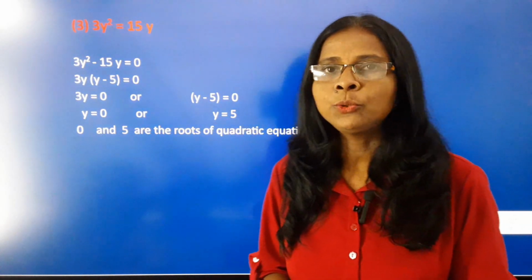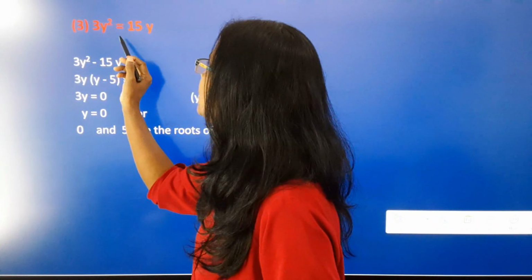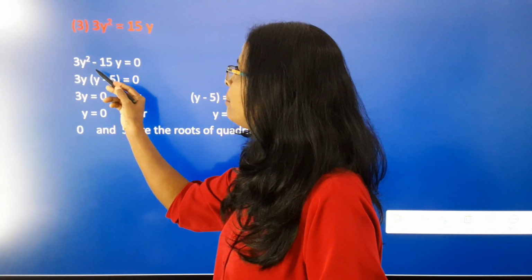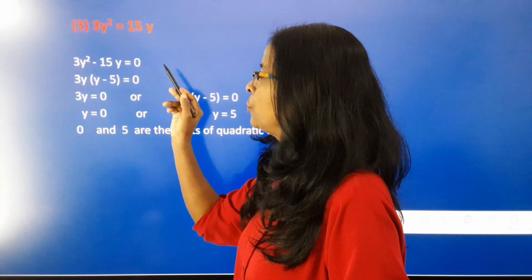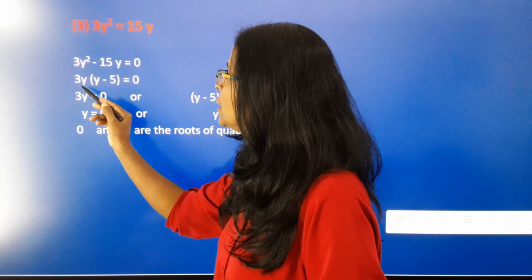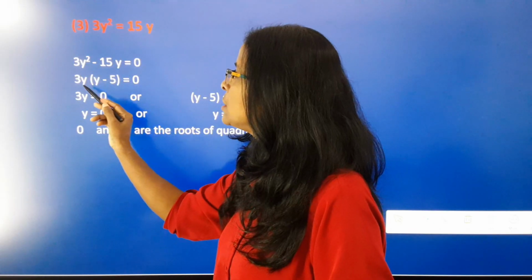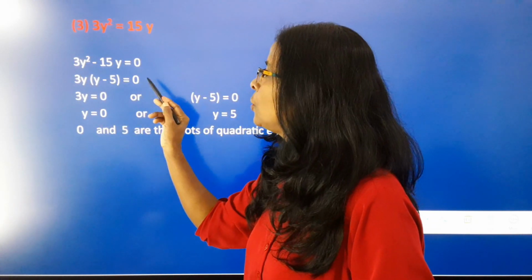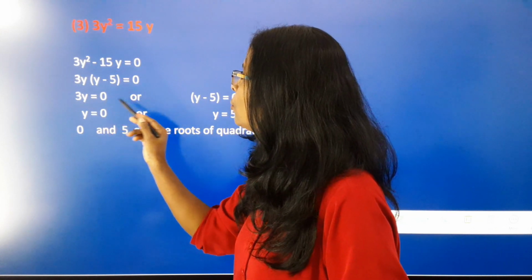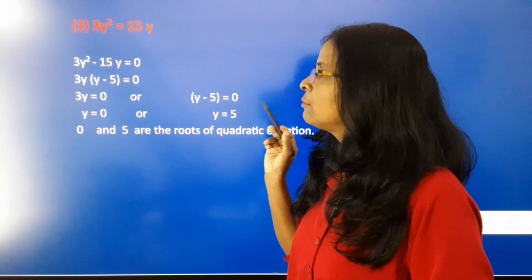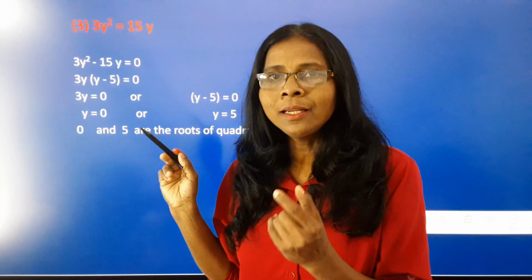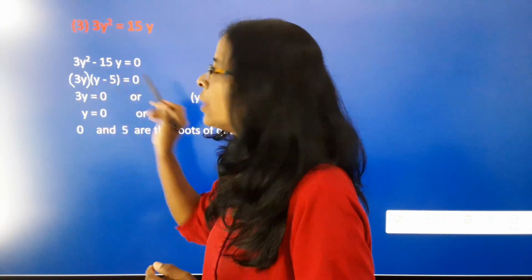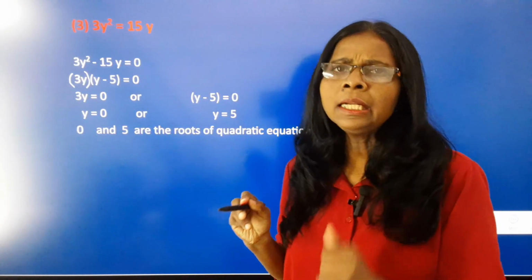Next example students, 3y square is equal to 15y. So here 3y square minus 15y is equal to 0. So here common in between these two terms is 3y, in the bracket y minus 5 is equal to 0. So 3y is equal to 0 or y minus 5 is equal to 0. Students, consider here that 3y means in the bracket. Okay, 3y is in the bracket.